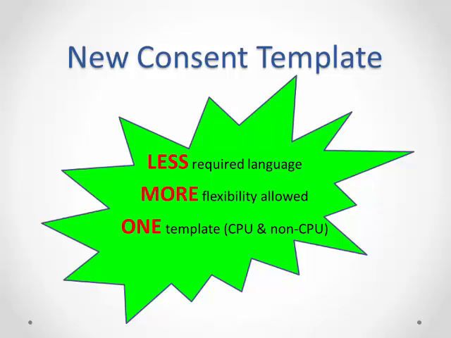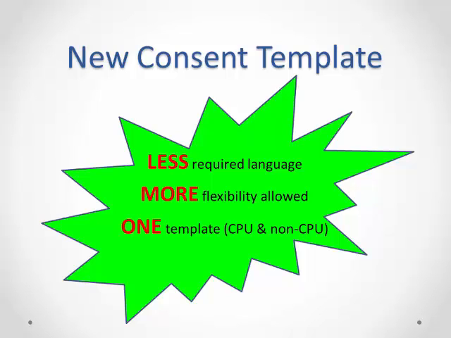So the next big change is the new consent template. So WIRB has already approved a new consent template. It has much less required language in it. There's very few spots that have required language in it, actually. The thing I'm most excited about, and I think you will be too, is that there's more flexibility allowed. So you can take the sponsor's language and plop it right into our consent template. You don't have to modify it so that it meets our standards in our template. You can use their language.